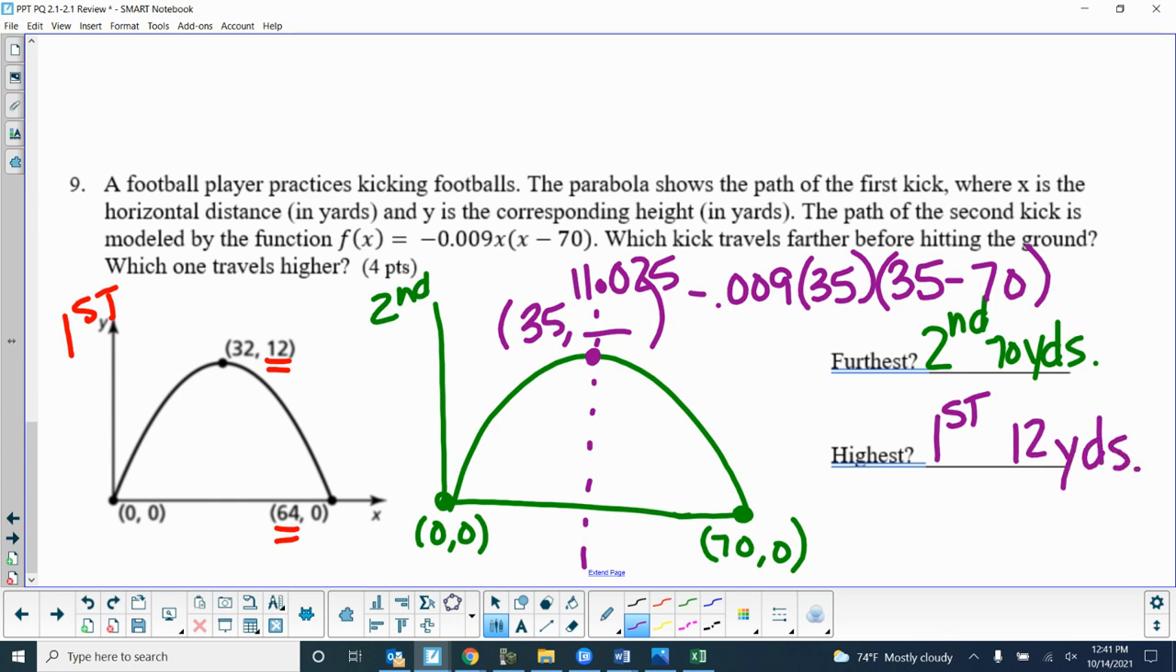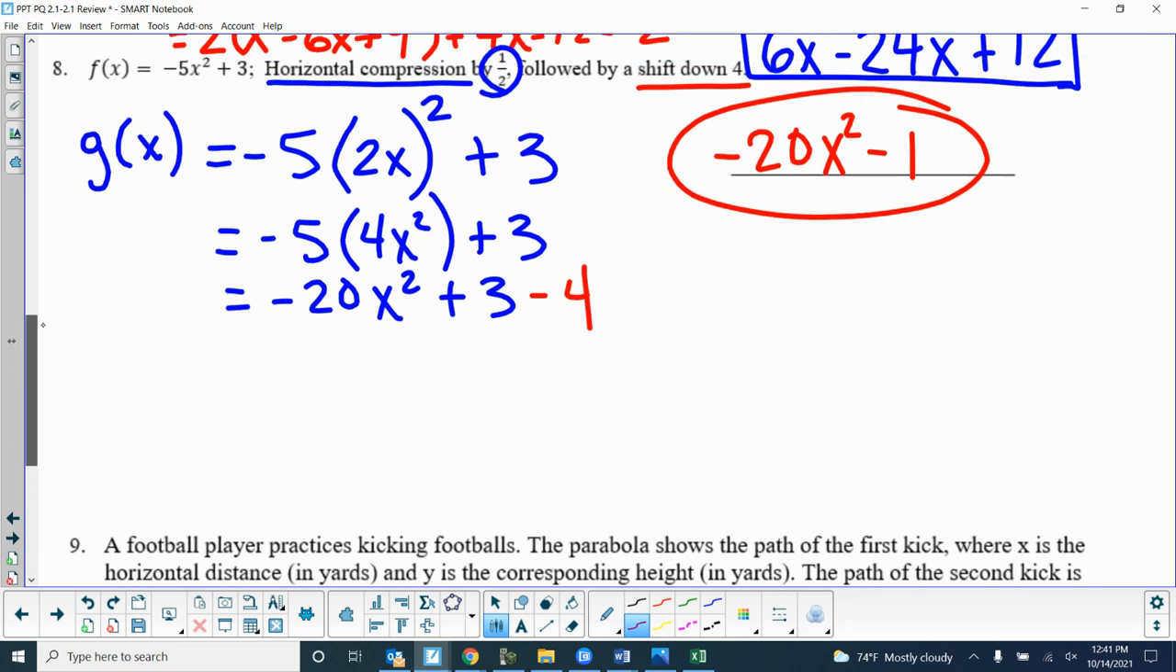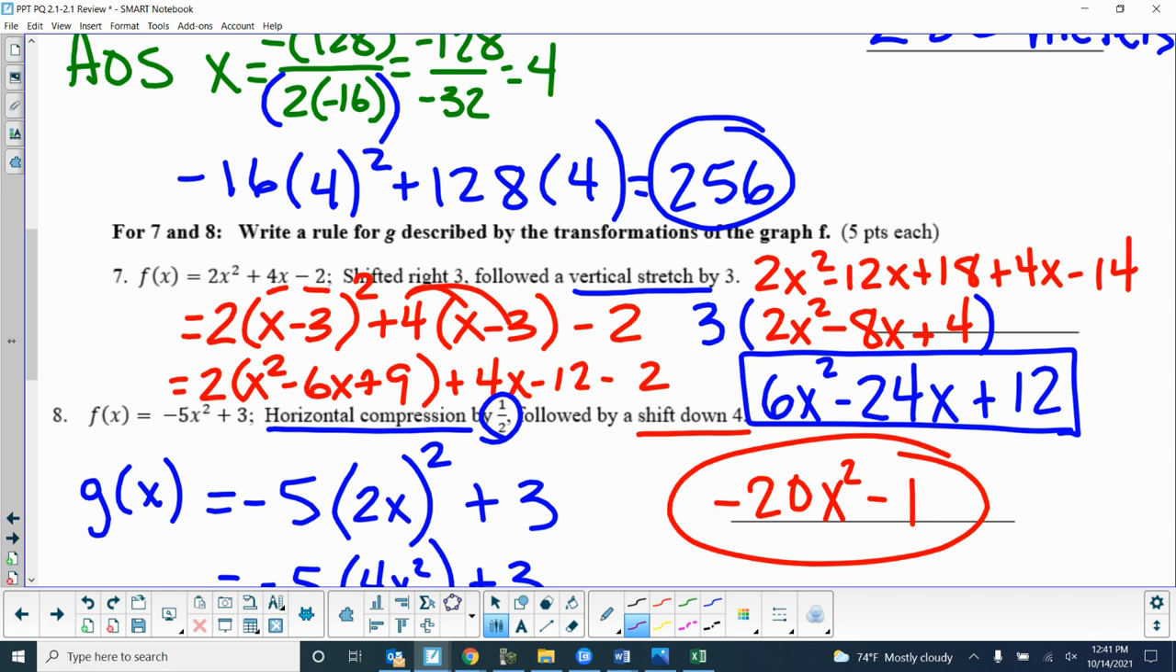Mr. Madden, the number is 6x squared minus 24x minus 6, right? I think your last number's wrong. I wonder why I got minus 6. Thanks, Mr. Madden. You're welcome. Sorry, I don't know.